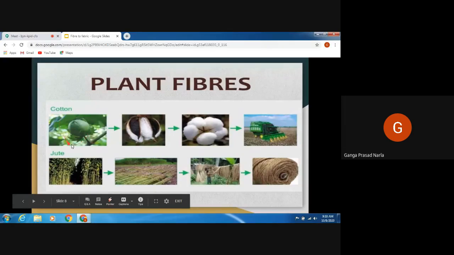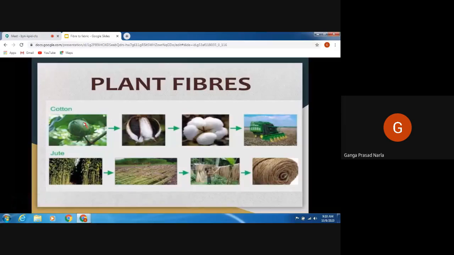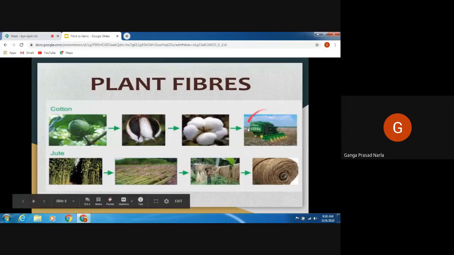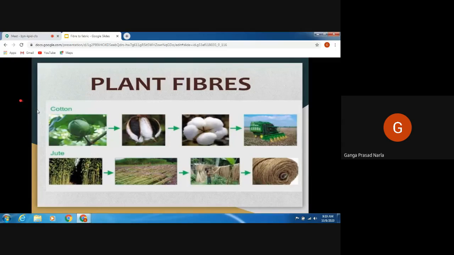If you observe the cotton plant, this is how the cotton ball grows in the plant. Once it is matured, it will burst and open. See how it opens, like a bird, right? Once it has grown, it looks like a flower. Then they harvest these cotton balls and send them to the fabric factory.